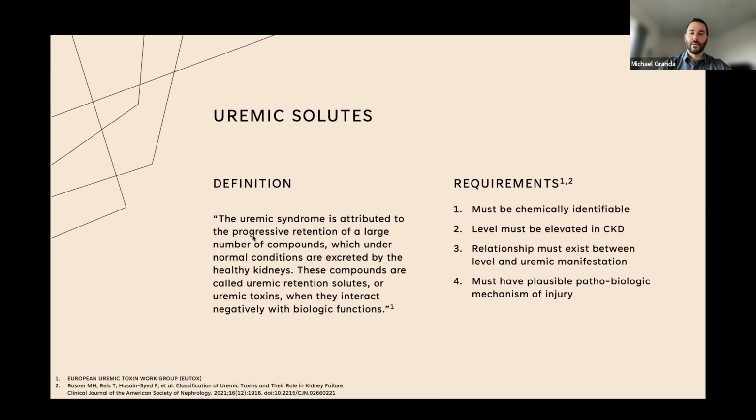Many researchers and work groups have sought to standardize the definition of what determines a uremic solute. In general, to be labeled a uremic toxin, it has to be identifiable chemically. It has to be measurable in human blood. The level has to increase in accordance with progressing kidney dysfunction. There should be a relationship between the level of the toxin and the development of uremic symptoms or manifestations. And there should be a plausible mechanism by which the solute can cause biologic injury.